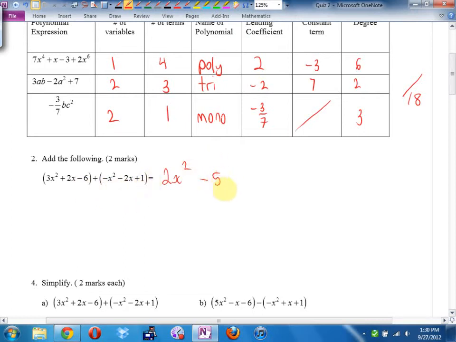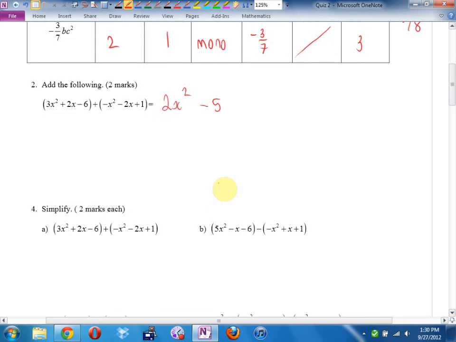What's this question worth? 2 marks. How many terms are there? 2. What would be a good, smart way for me to mark this? 1 mark each term? Sure. I'm also trying to teach you the first few quizzes how I mark things so that when you're writing tests, you can figure out how to get part marks. Also why I do this.